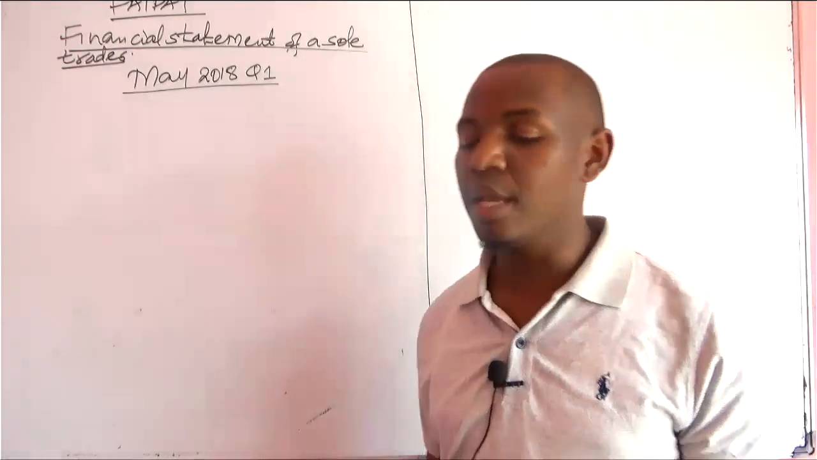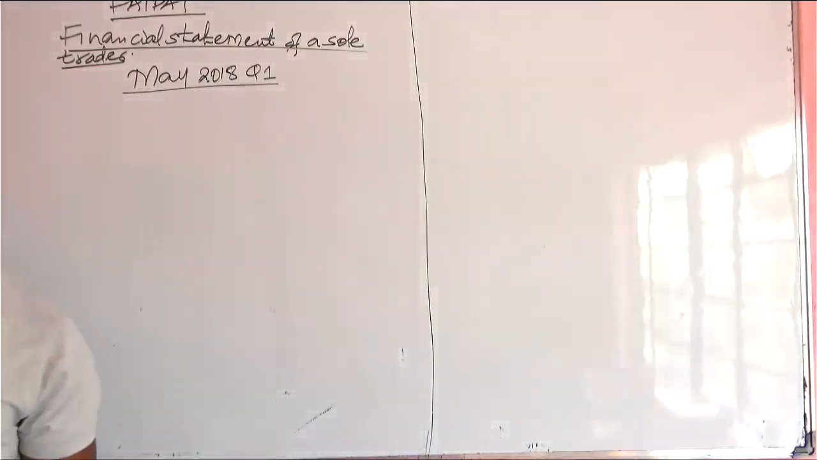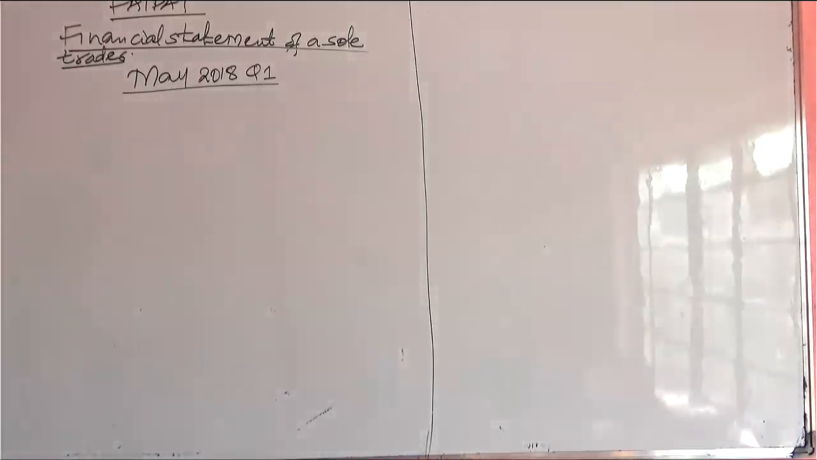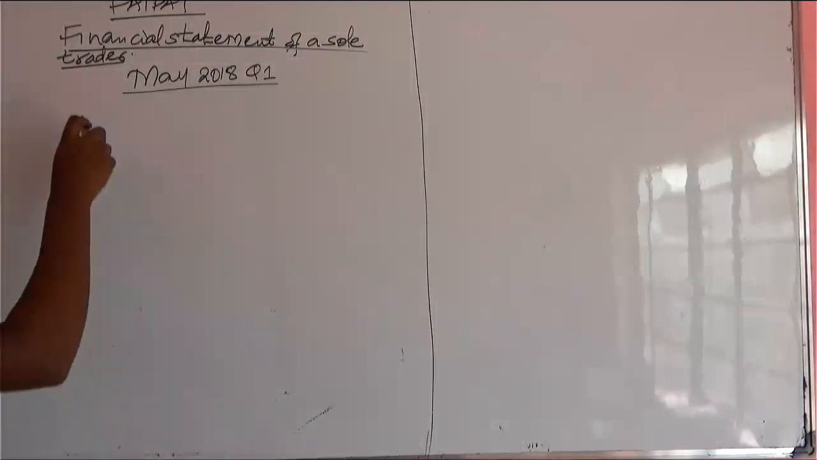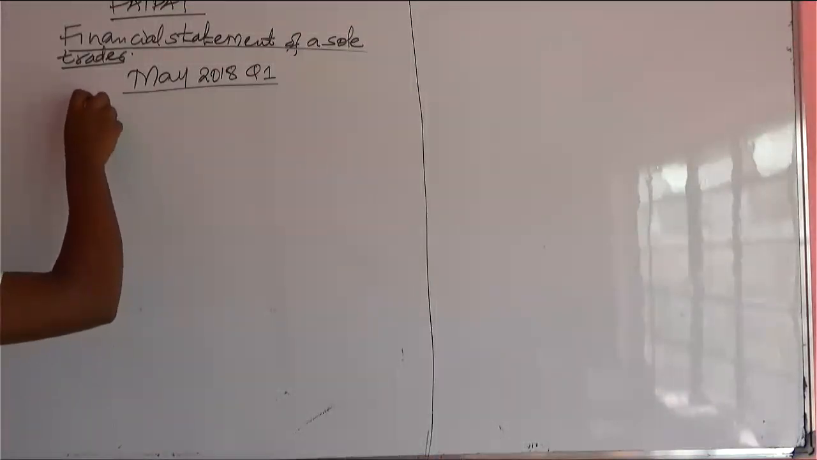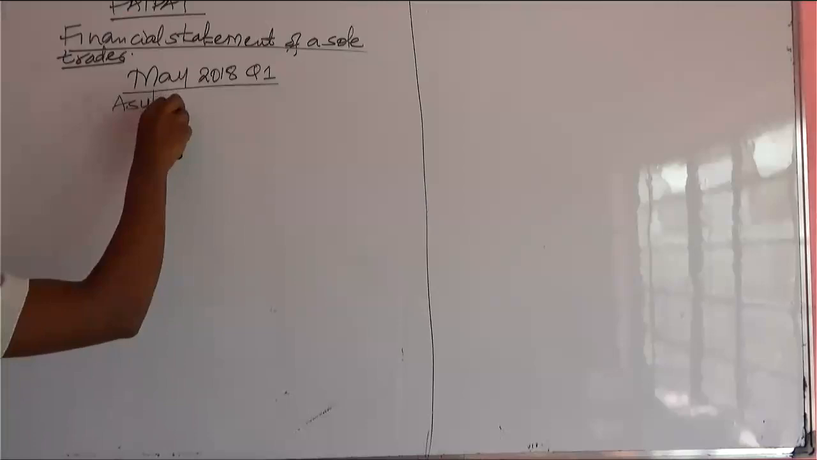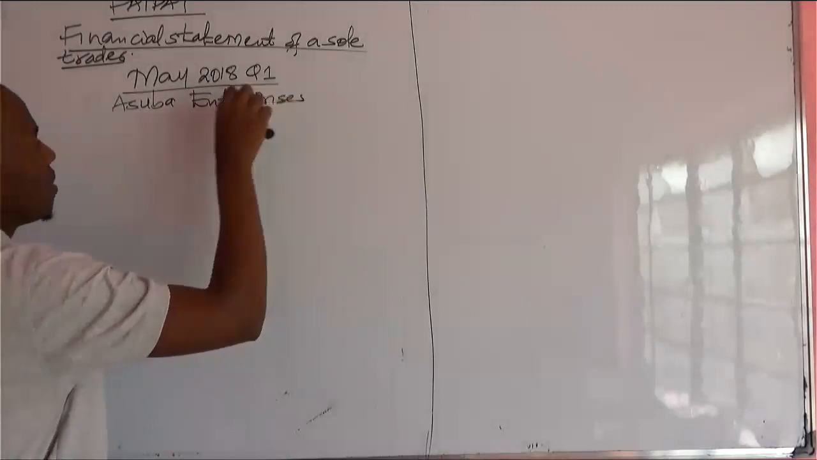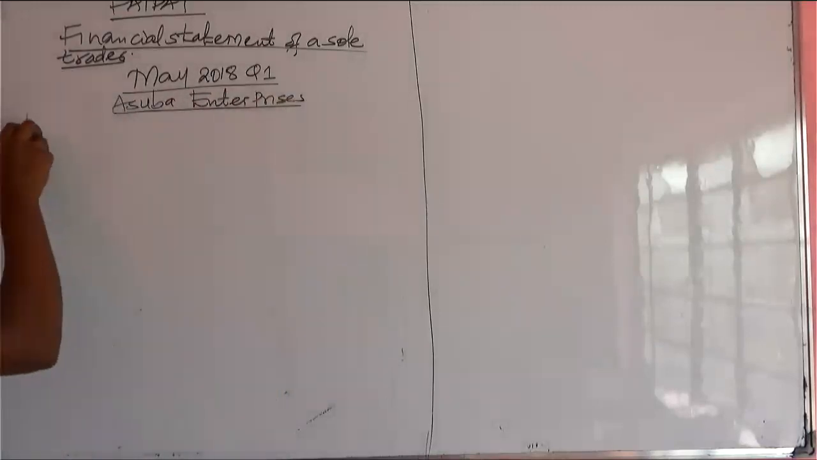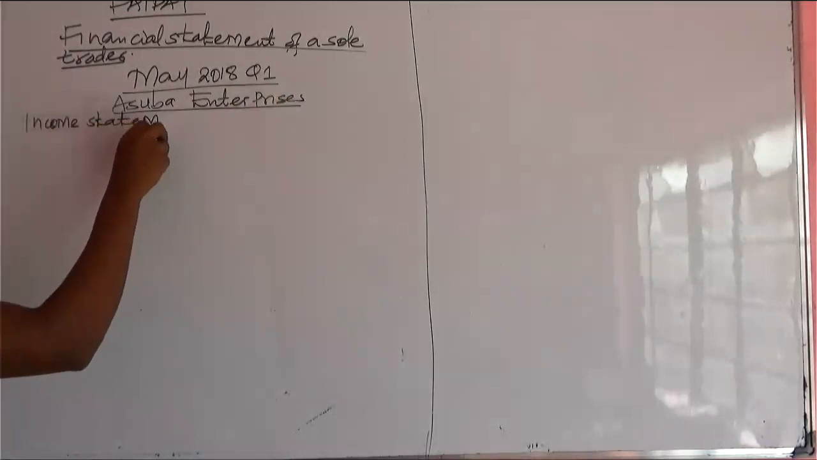You are required to prepare the income statement for the year ended 31st March 2018. So without wasting time, this one you just go direct to the equation. You will begin with the name of the enterprise, which is Asuba Enterprise, and then the income statement. And this is for the year ended when?